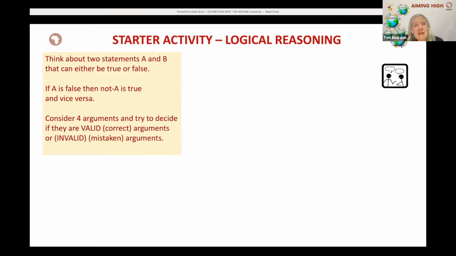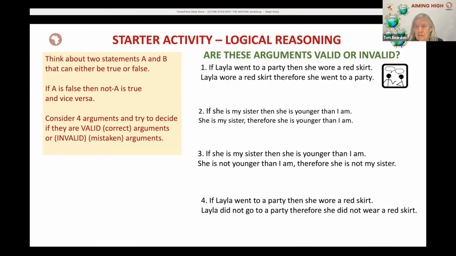So the next thing is to think about logic, and everything we do in maths involves logical reasoning. So we've just got some simple arguments today to look at. And at this stage, we're doing something that you could do with young children as well as adults and everything in between. So my question now is, are these arguments valid or invalid? And we'll take them one by one.